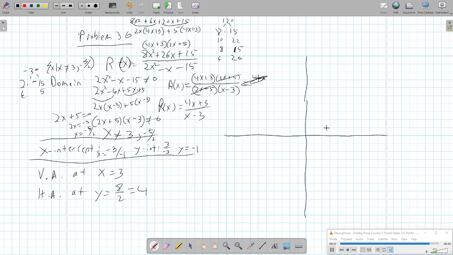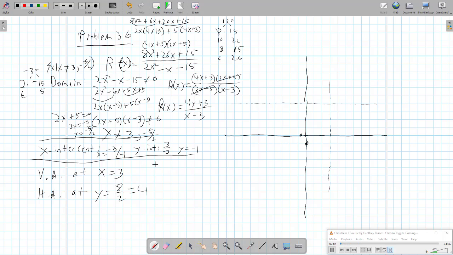So we have a vertical asymptote at x equal 3. So I'll draw a dotted line there. We have a horizontal asymptote at y equal 4. So I'll draw a dotted line there. We have a y-intercept at -1. We have an x-intercept at -3/4, so about right there.